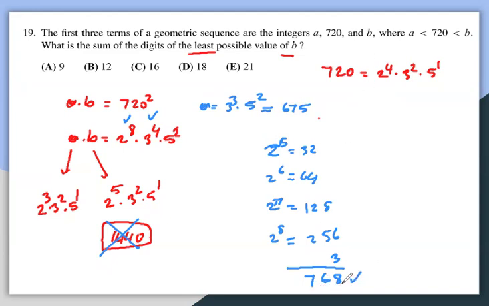So if you add the digits, that should be 21. And that's choice E. Even though the question was asking for the least possible value, and there was a somewhat reasonable-looking answer for some of us, as you see, that is actually a trap. So the answer was 21, which is the largest number in the given choices. Anyway, that was number 19.